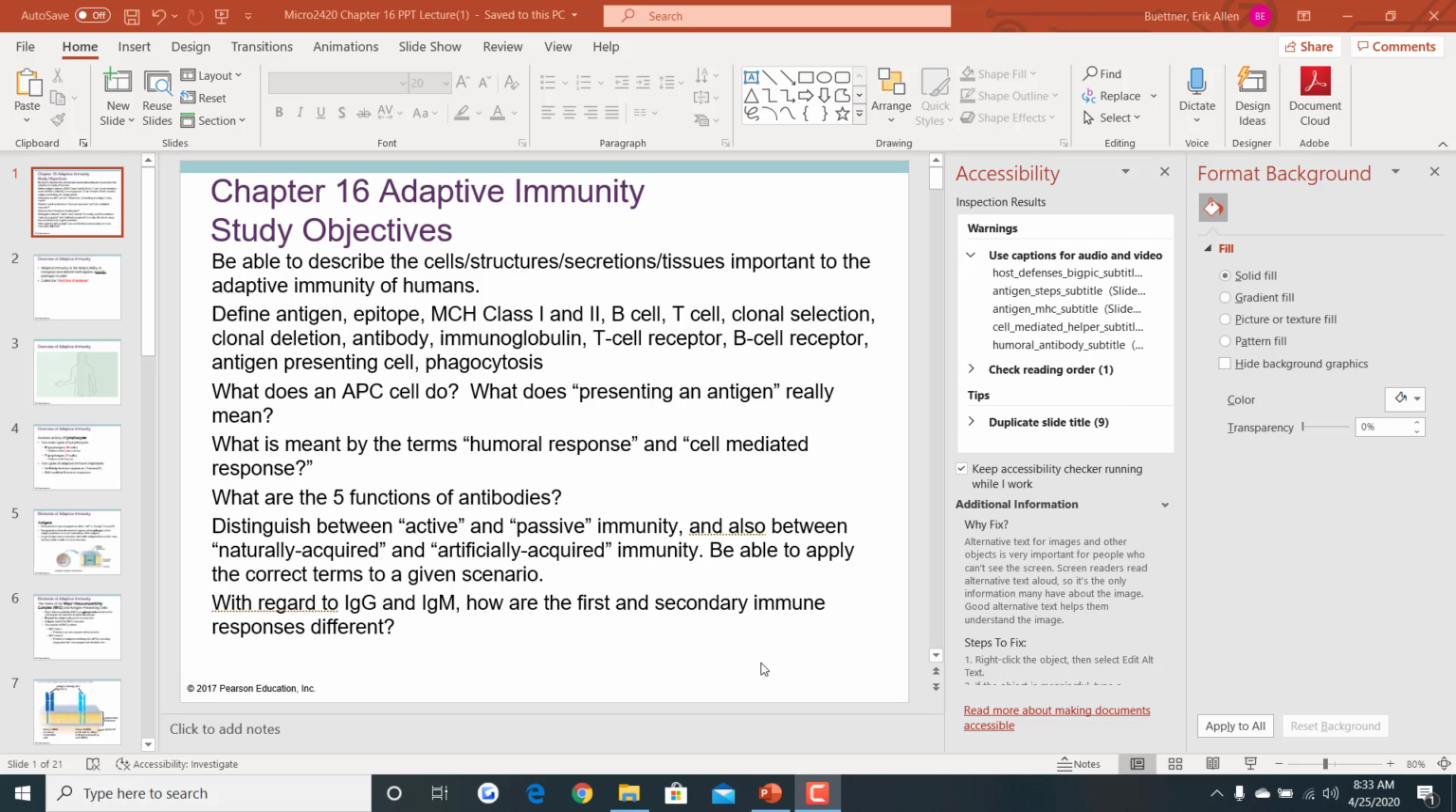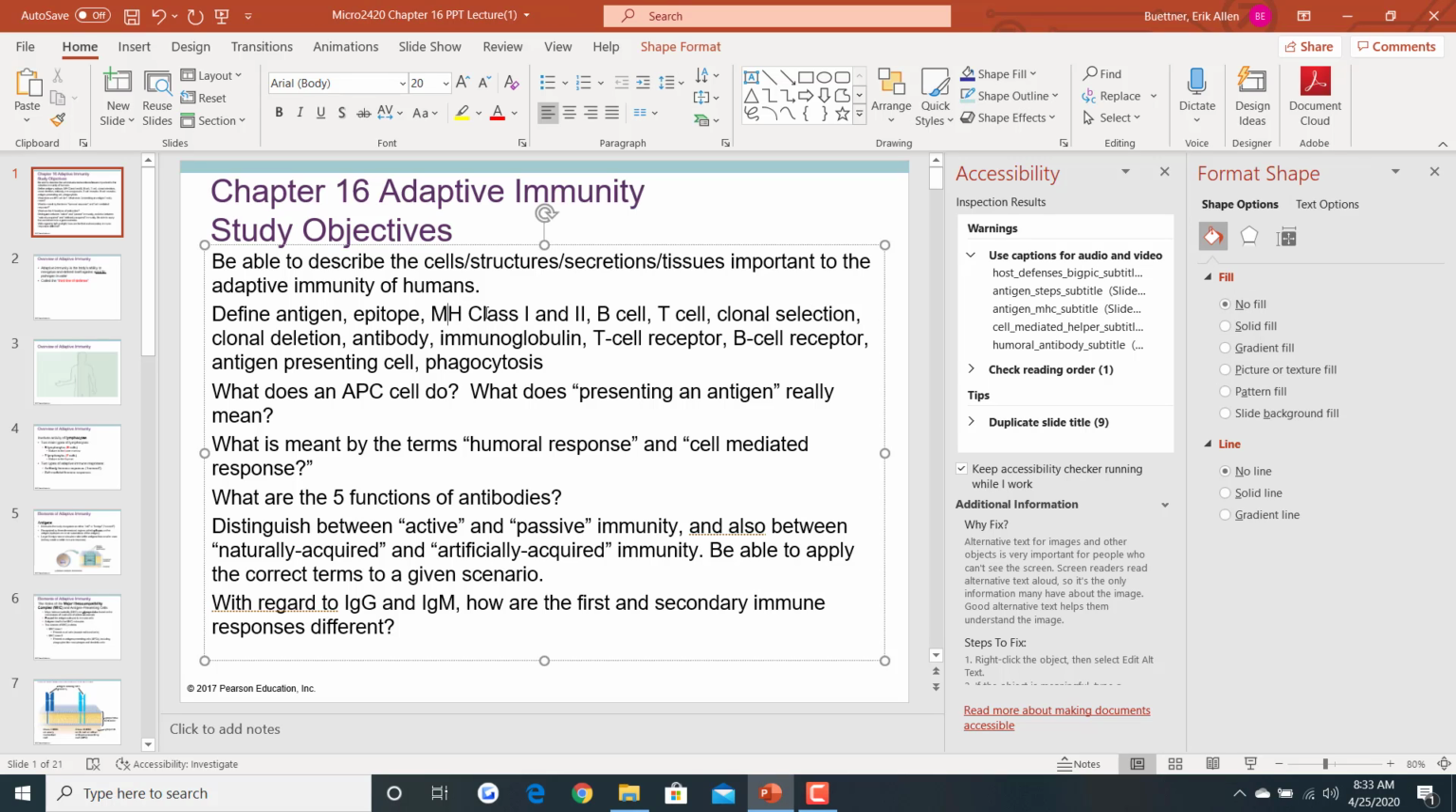Chapter 16, Adaptive Immunity. This is the third line of defense in the immune system. And this line of defense heavily involves the activity of the lymphocytes. And I see a typo right here. And these are the study objectives.